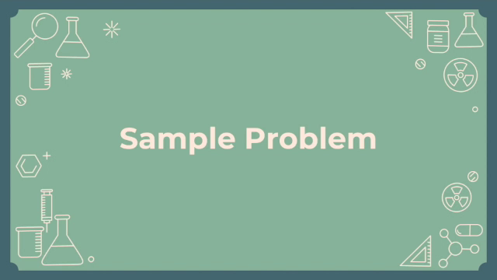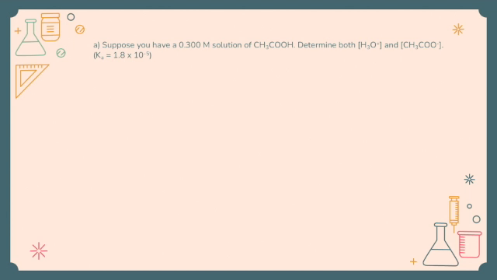So we've gone over everything we theoretically need to know about acids and bases, so now we can move on to doing a practice problem. Part A of this question asks us to determine the concentrations of the hydronium ion and acetate ion in a 0.3 molar solution of acetic acid.